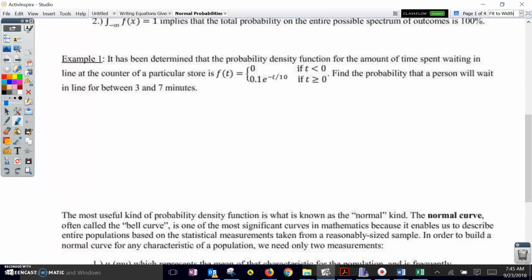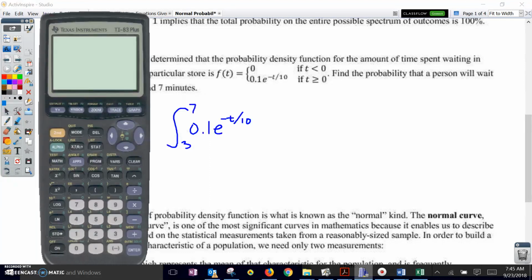We want to find the probability that a person's going to wait in line for between 3 and 7 minutes. So in order to do this, all we're going to do is integrate the probability density function from one end of this time interval to the other. And so I'll break out my handy dandy calculator. And again, I don't need my calculator to do this one, but in the effort of saving some time potentially, I'm going to use it.